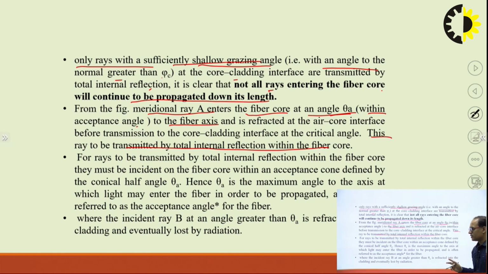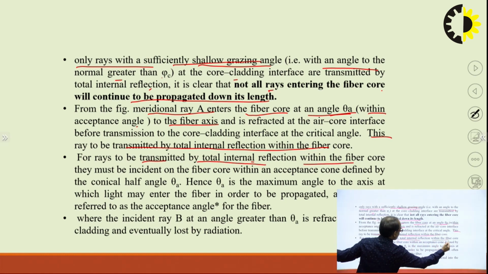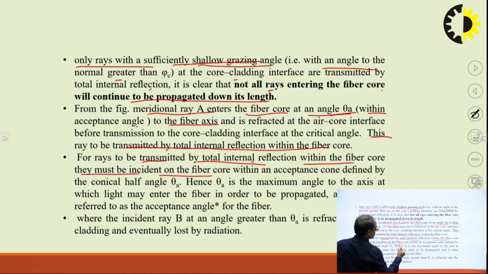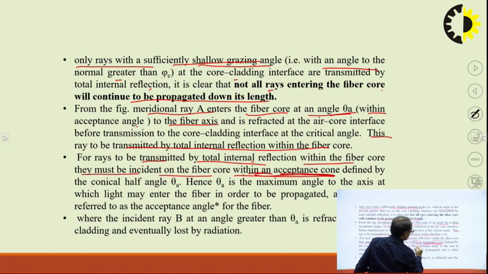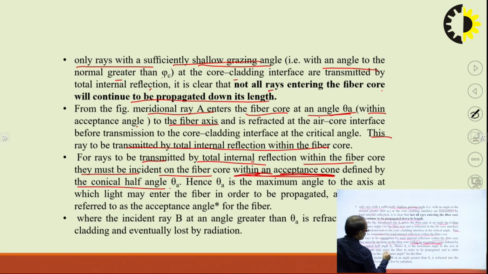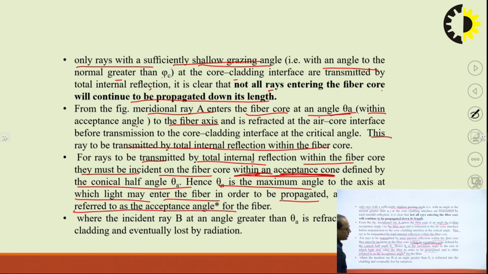Now see, for rays to be transmitted by total internal reflection, all rays must be confined to the acceptance cone. Means for total internal reflection within the fiber core, they must be incident on the fiber core within an acceptance cone, which is defined by the conical half angle theta A. This theta A is the maximum angle to the axis at which the light may enter into the optical fiber in order to propagate, and is often referred to as the acceptance angle.